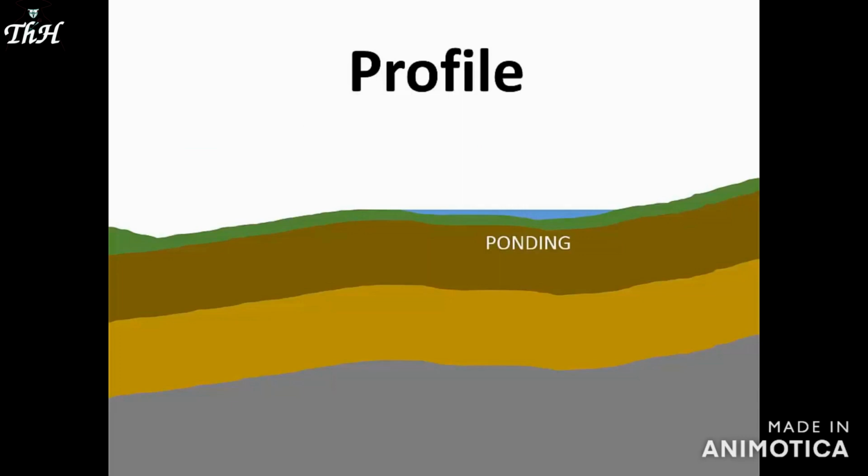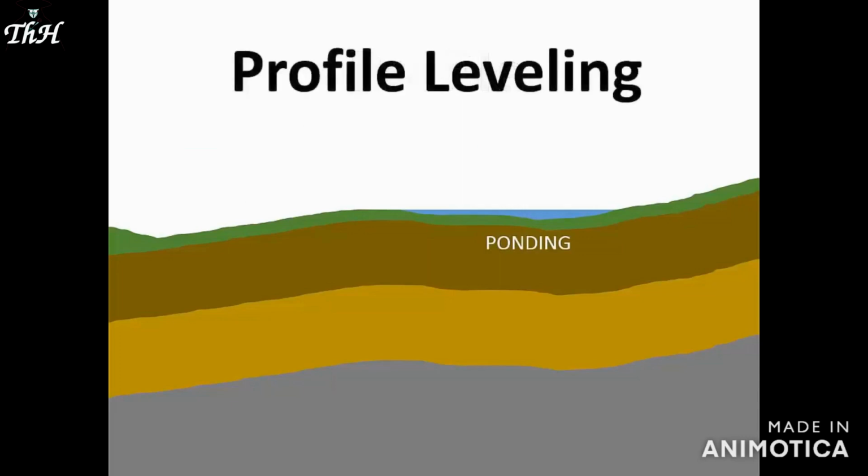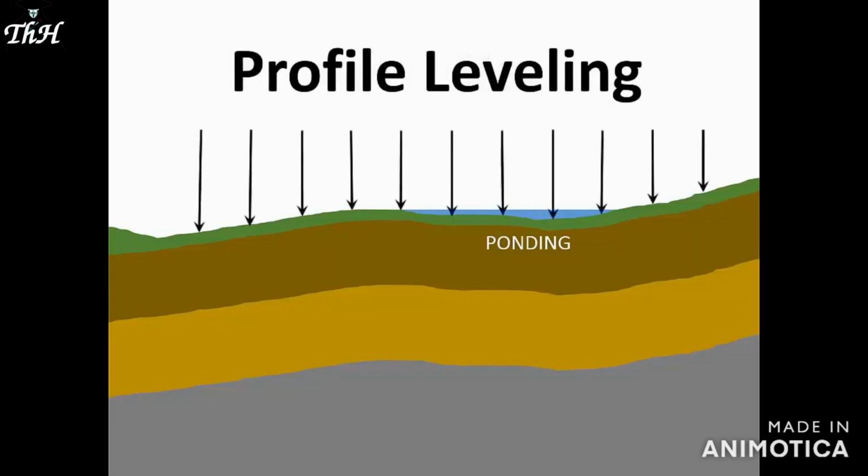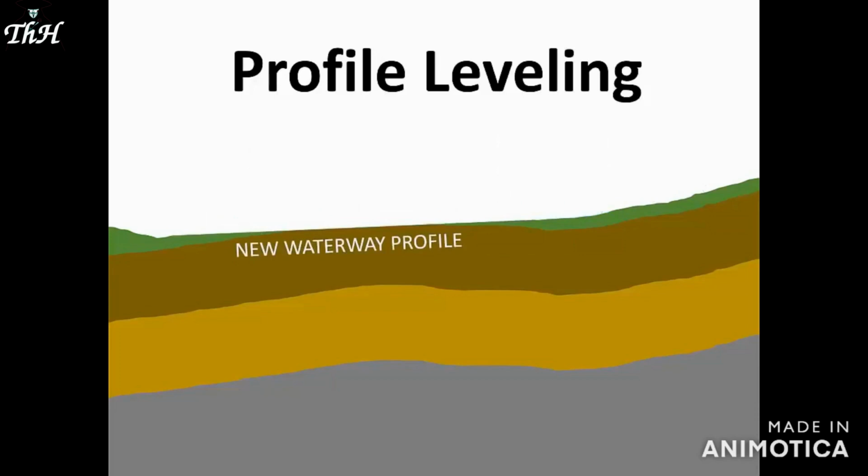We can use a method called profile leveling. The idea is to measure the elevation at intervals along the waterway profile. Equipped with this information, we can design a new waterway profile and excavate the soil that caused the ponding problem.